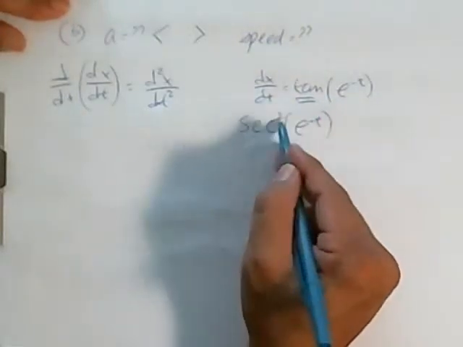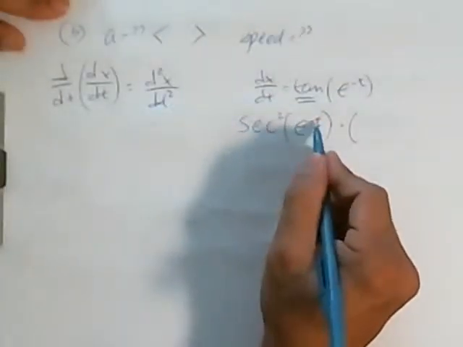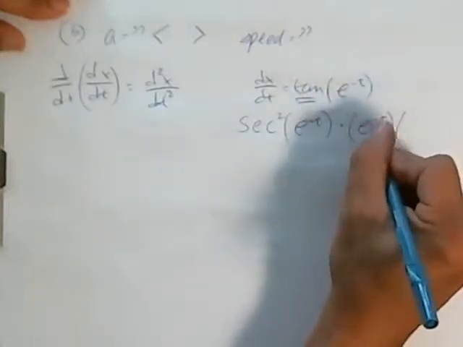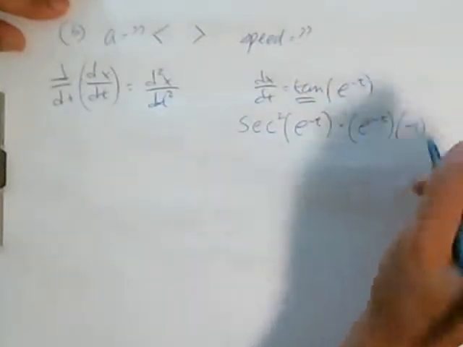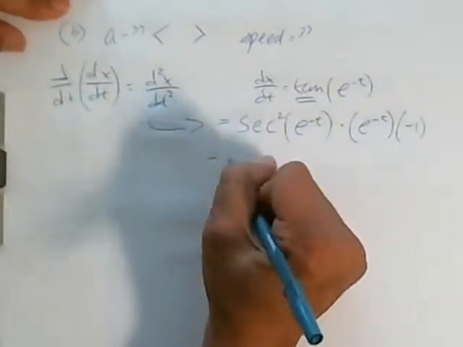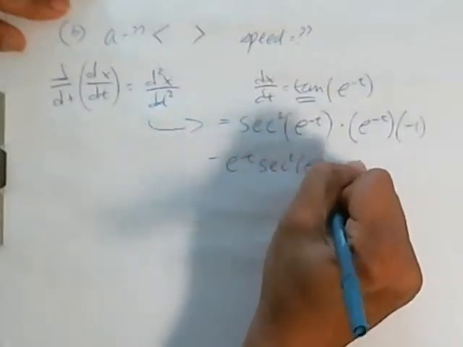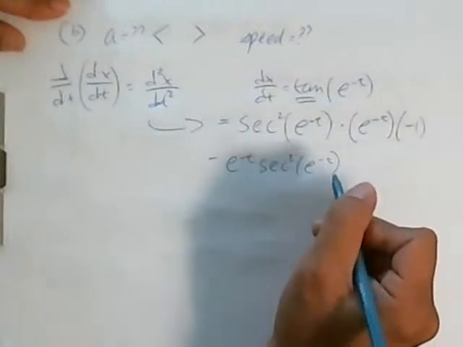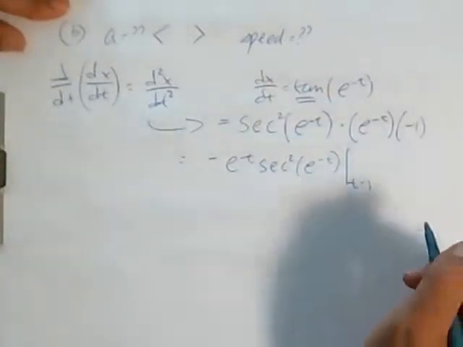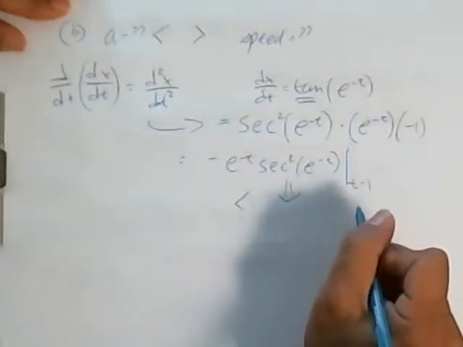So the derivative of tangent is secant squared, and the inside stays the same, times the chain portion, e to the minus t, is itself times the derivative of the inside, negative t, which is negative 1. So the derivative of that becomes negative e to the minus t secant squared of e to the minus t. And that's evaluated at t equals 1, right? And that's going to be your x coordinate. And how about your y coordinate?